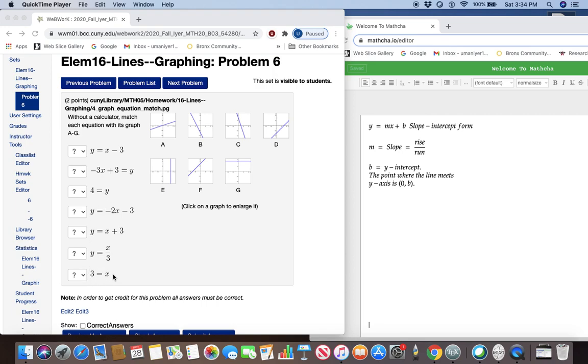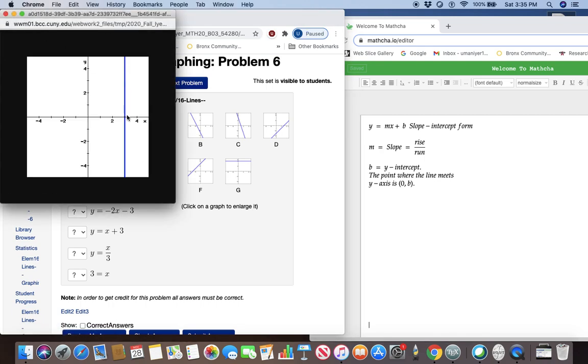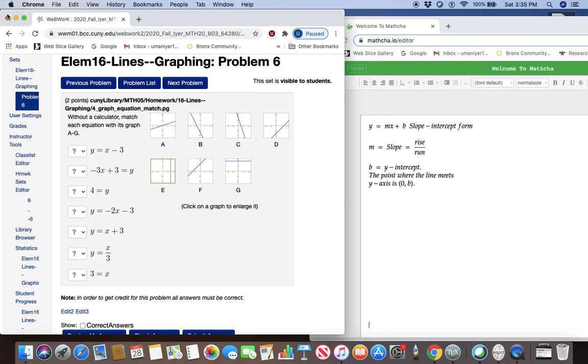The last one does not even have a y. When there is no y, the line is vertical. You understand? Vertical, because the slope is undefined. Another way of thinking about it, no matter what the y coordinate, the x coordinate will be 3. And that's why no matter what my y, x is 3. So I have a vertical line. So this already tells me E is this one.